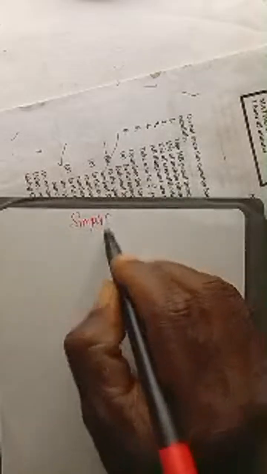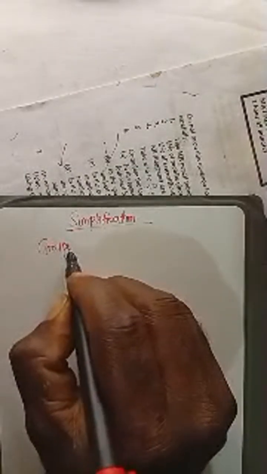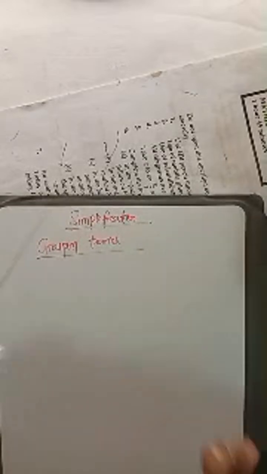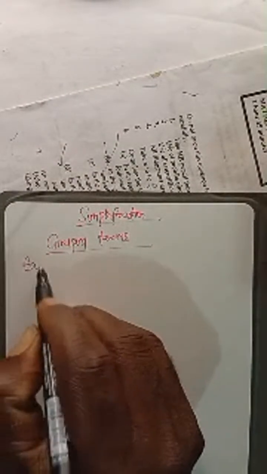So today we are having a topic called simplification in mathematics. Simplification. In simplification, there is something we call grouping of terms. Now, let's have an example under grouping terms.